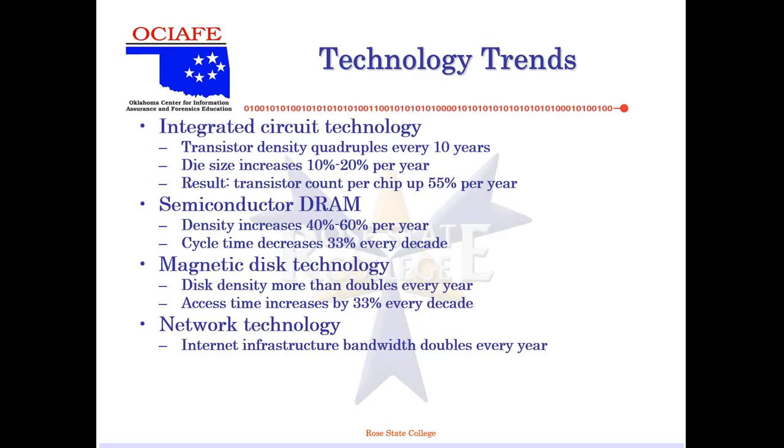Okay. Technology trends. We had integrated circuit technology, where the transistor density would quadruple every 10 years. They were old-fashioned. Then we went into the DRAMs. The density increased 40 to 60%, and the cycle time decreased. Then we went into the magnetic disks, which were your hard drives, and the density became more and more every year, and access time kept improving with every decade. In other words, better access time. Network technologies, the bandwidth on infrastructure normally doubled every year. And that was what was happening, probably 5 or 6 years ago.